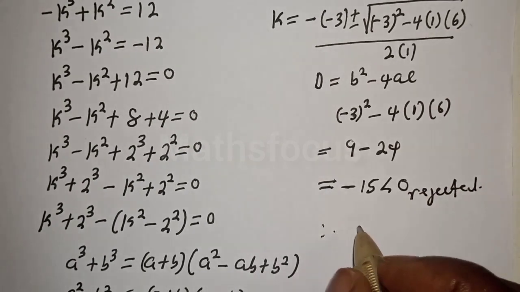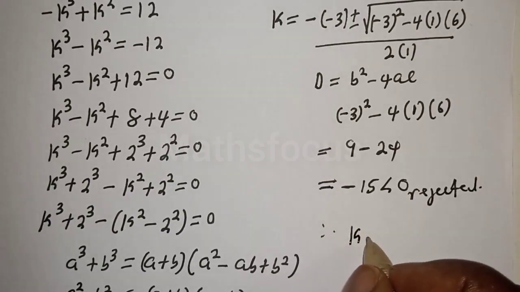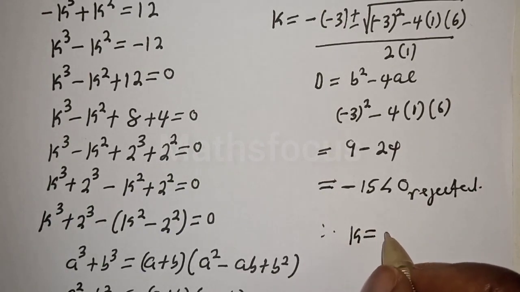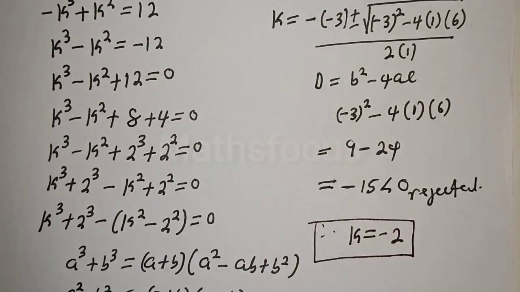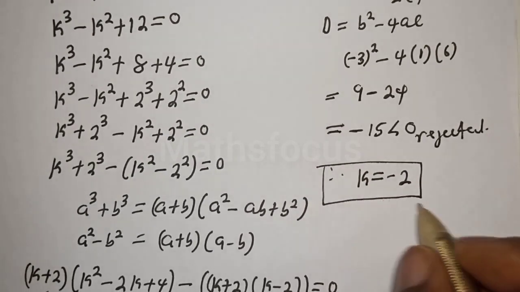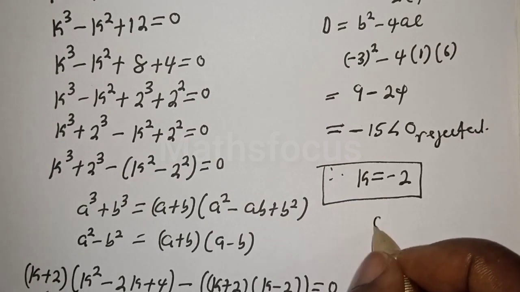Therefore, the only real solution we have is k equal to minus 2. This is the final answer. We can check to confirm if our answer is right or wrong. Let's check.